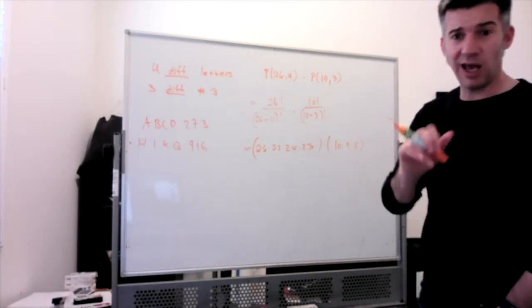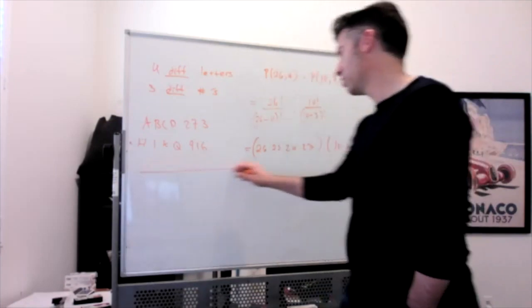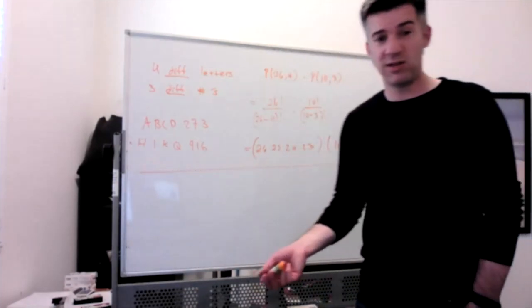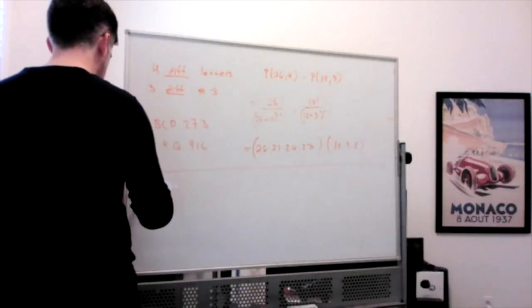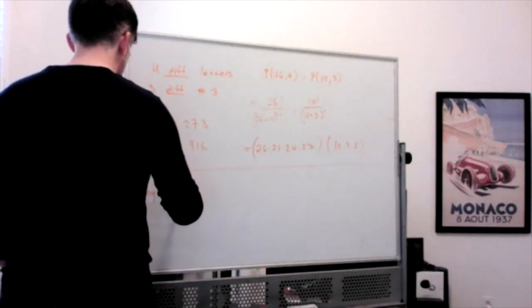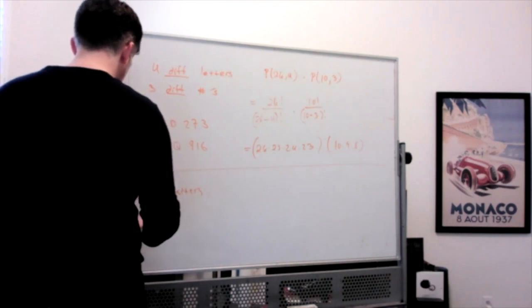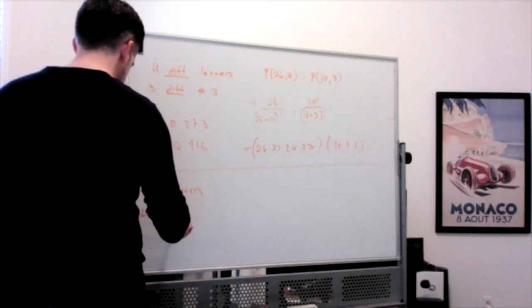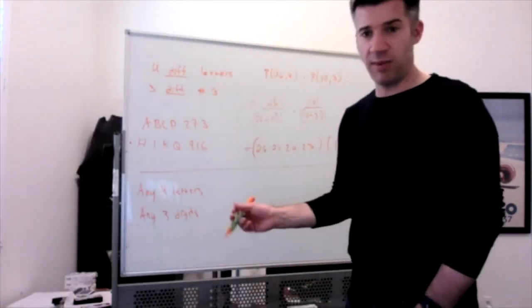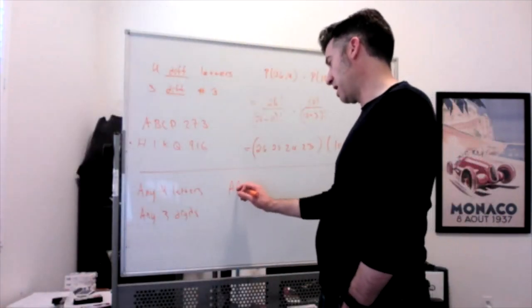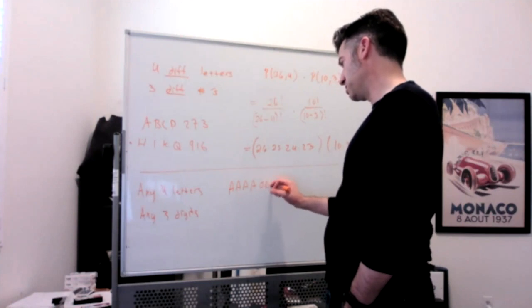What if instead we said that the letters didn't have to be different? We can have any 4 letters and then any 3 digits. So then you could have a passcode like A000.